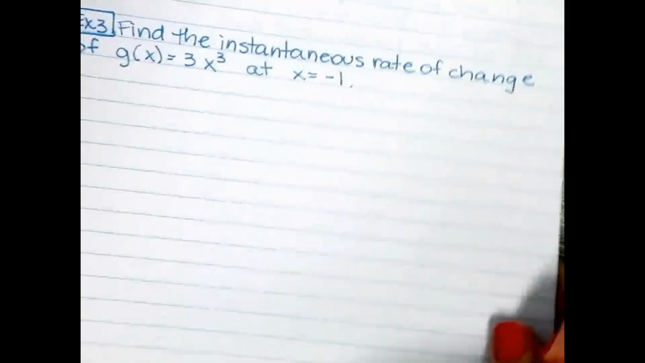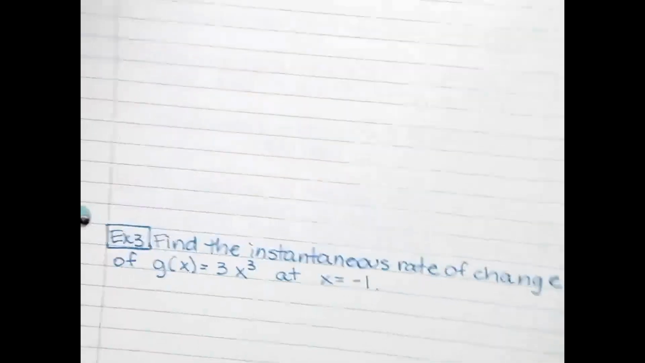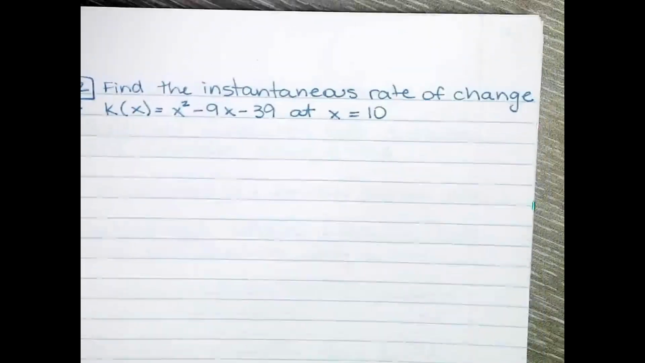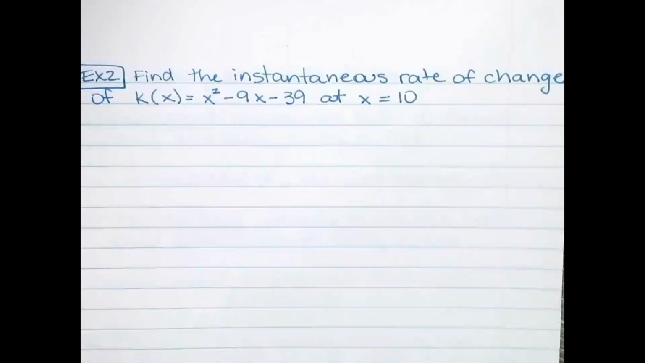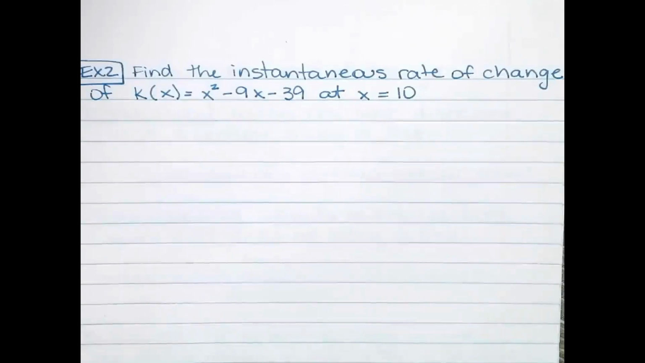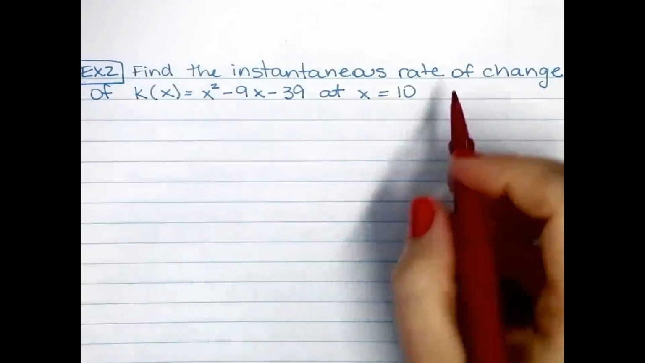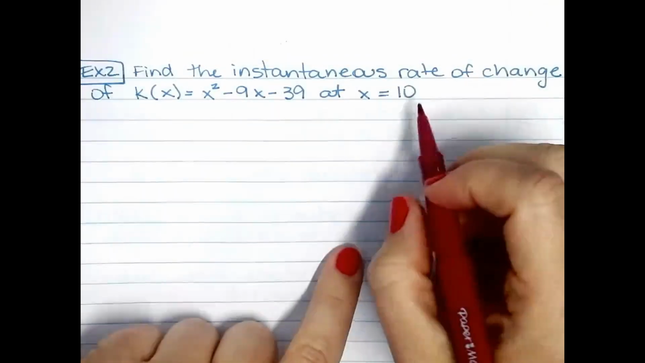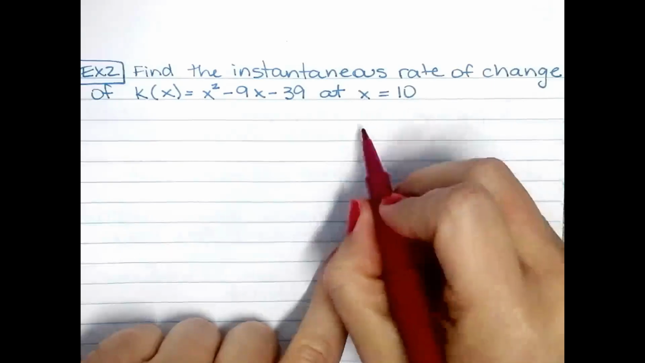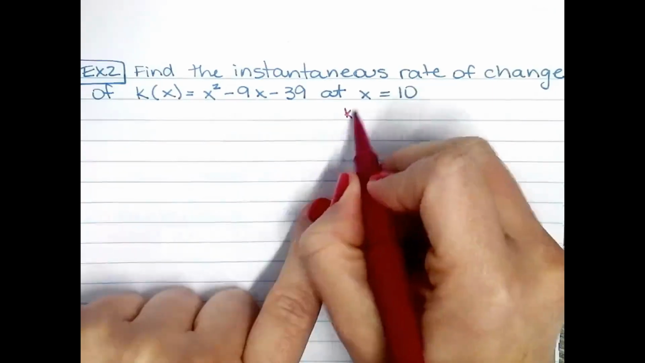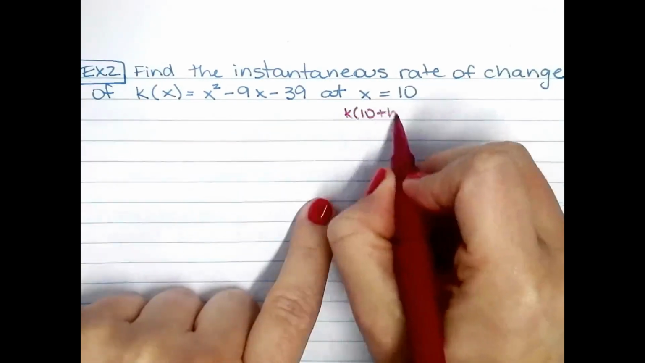Let's do 2 more. Ooh, look at number 2, guys. Don't let that scare you, okay? You know the basics. All you got to do is just stick to it, endurance. You got this. So from the formula, I know I have to calculate k of 10 plus h.